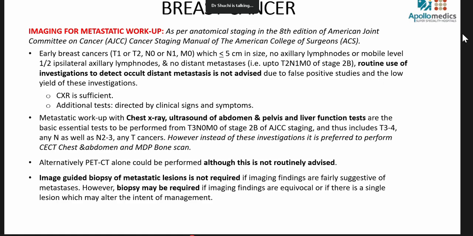Second is metastatic workup. In early breast cancer, less than 5 centimeter with no axillary lymph nodes, no occult metastasis would be there, so chest X-ray is sufficient. Additional tests are done only if needed by the clinician. If the staging is T3, stage 2B of AJCC staging, then you are supposed to do chest X-ray, ultrasound abdomen and pelvis, LFT, as metastatic workup. Alternatively, PET-CT can also be performed, although this is not routinely advised. Image-guided biopsy of metastatic lesions is not required if imaging findings are fairly suggestive of metastasis. However, if they are equivocal, then you can go for a biopsy of the metastatic lesions also.